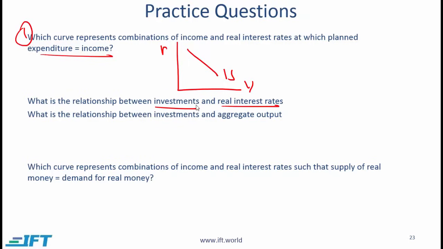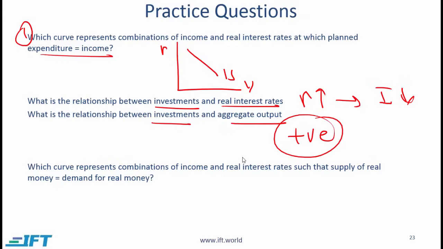And remember, we talked about this in the build-up to the IS curve. When interest rates are up, then investments are down, and vice versa. So there is a negative relationship, and we talked about why that negative relationship holds. What is the relationship between investments and aggregate output? Here we said that there is a positive relationship. So as investments go up, then aggregate output goes up. So that's a positive relationship.